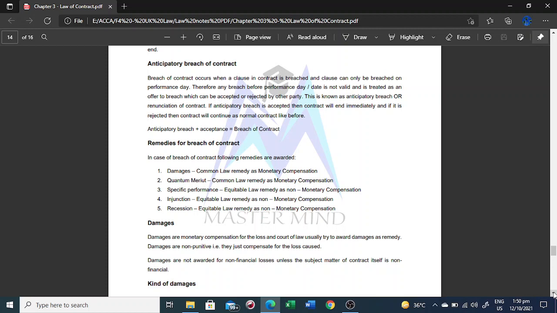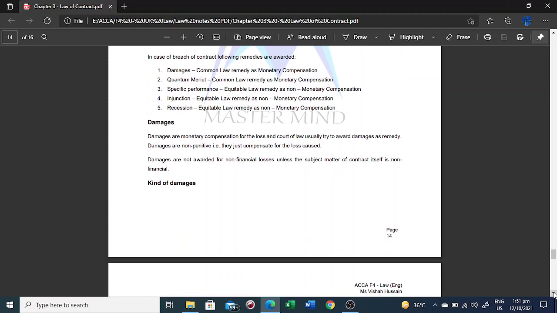If the anticipatory breach is accepted, then the contract will end immediately, and if it is rejected, then the contract will continue as normal. Rather, you would give me 10 more days to fulfill my promise. So anticipatory breach plus acceptance is equal to breach of contract. Now, remedies for breach of contract.